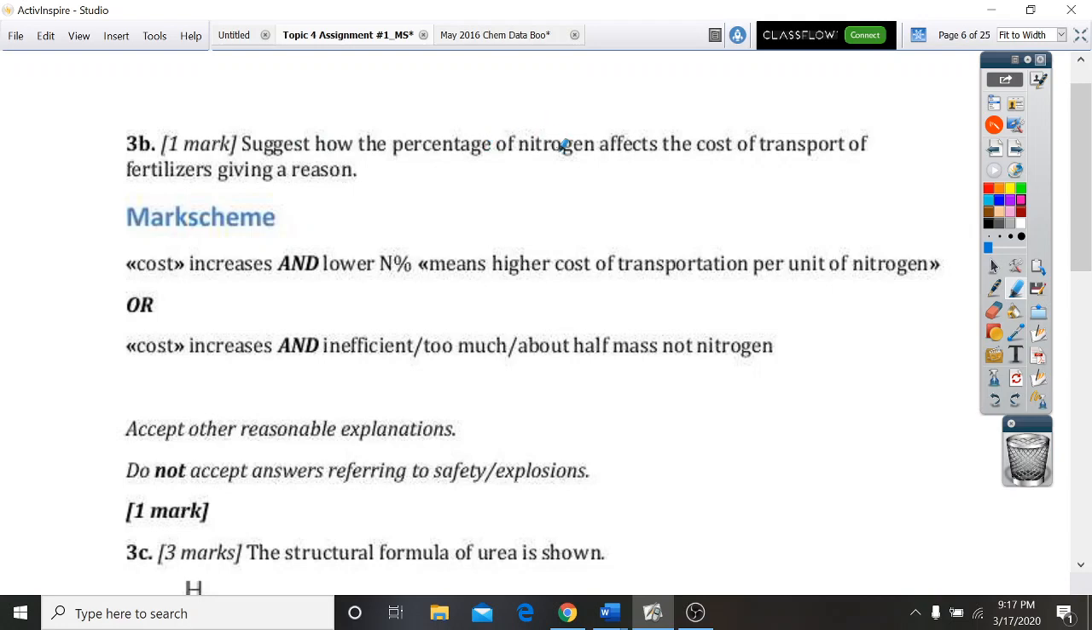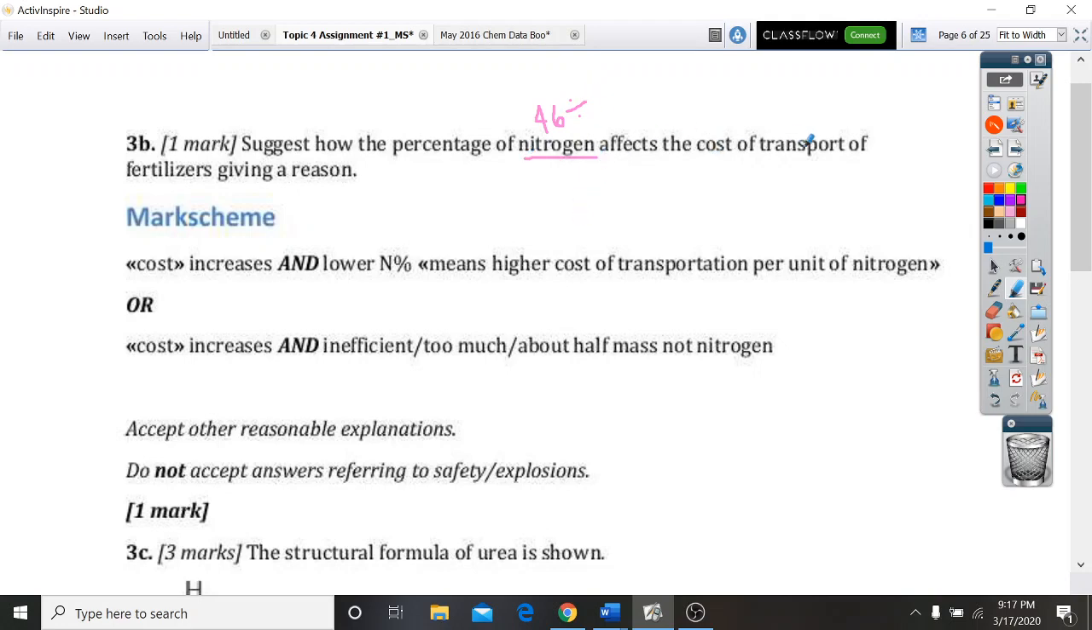Suggest how the percentage of nitrogen affects the cost of transport of fertilizers, giving a reason. What do they want from us? I guess I would figure, okay, in the last problem, I realized that nitrogen is only 46% of the urea that might be used as fertilizer. That means it's not even half. It's not 50%. It's not even half of it.